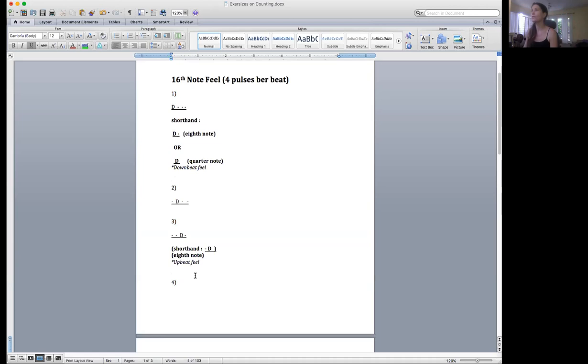So this is a really great example for you guys to see the rhythms that we can use shorthand notations for, where it falls on the downbeat and it falls on the upbeat. Everything else we can't write shorthand notations for.